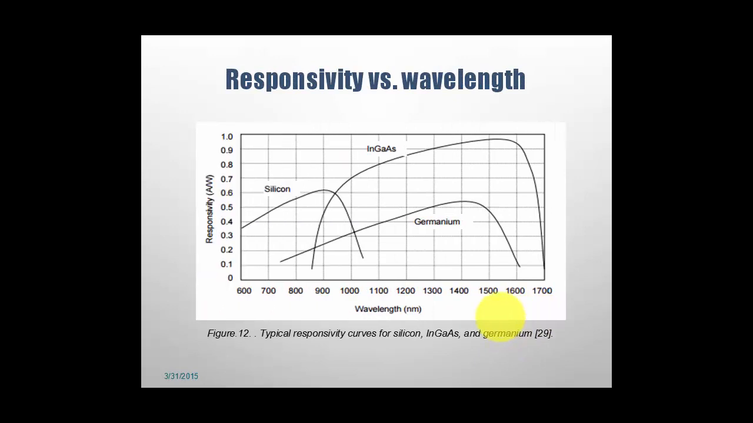Responsivity versus wavelength. On the x-axis is wavelength in nanometers, and on the y-axis is the responsivity. These are the three materials which they have shown: silicon, indium gallium arsenide, and germanium. The responsivity of the detector varies with the wavelength and is maximum at a particular wavelength for each material.